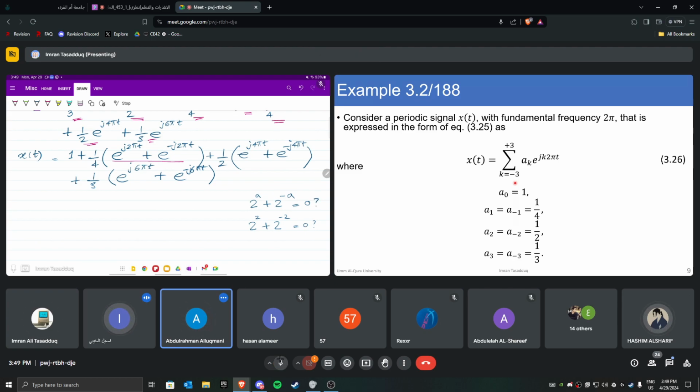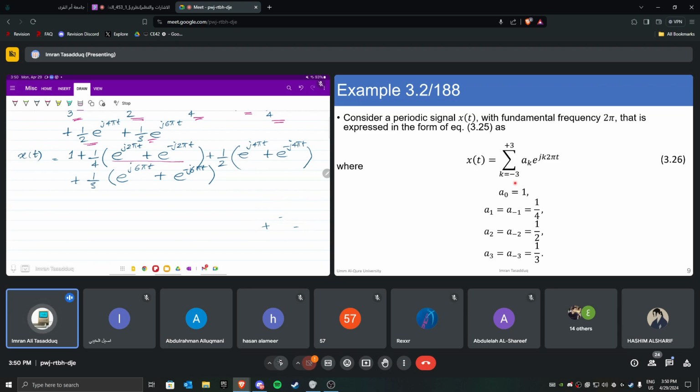There is somebody else. Let's hear. Who is this? It's going to be one over e to the power j 2 pi t. So then, what shall I do with that? I don't know, I'm only simplifying.